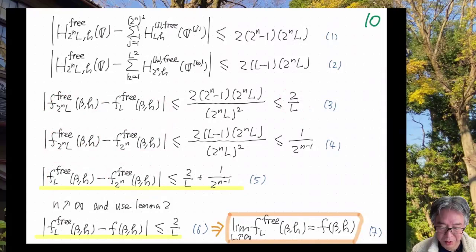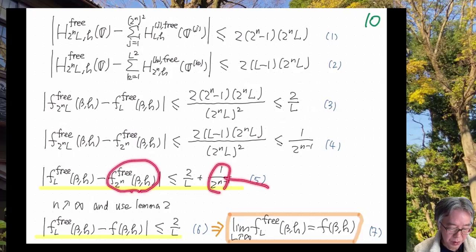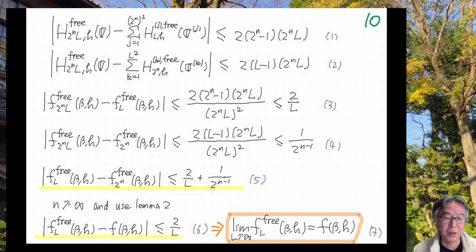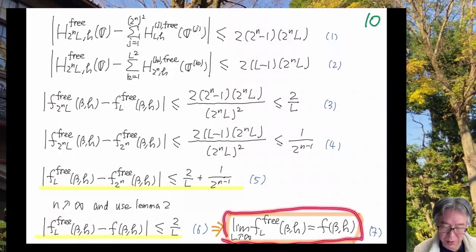Now the goal is here. In this inequality, you can take the limit in which n goes to infinity. Then this vanishes, this goes to 0, and by definition, this converges to f beta h. So we have this inequality for any L. What does it mean? This shows that the difference between this and this gets smaller and smaller as L gets large. So this finally proves the existence of this limit.